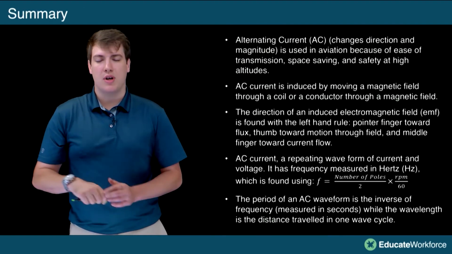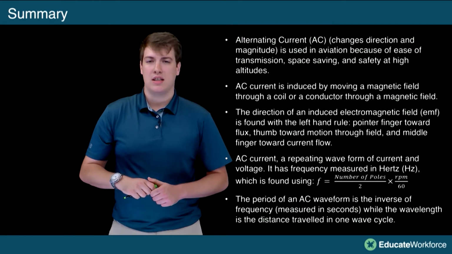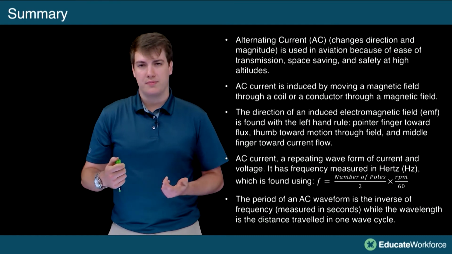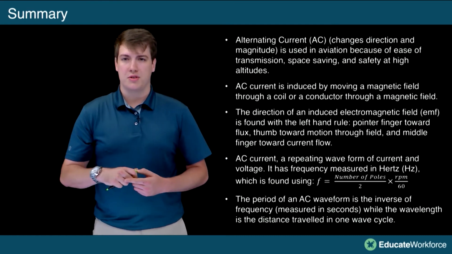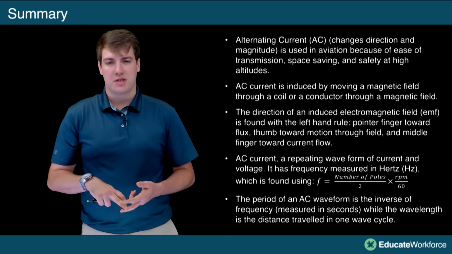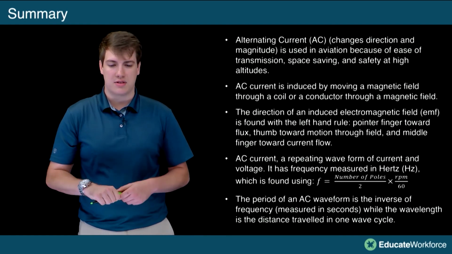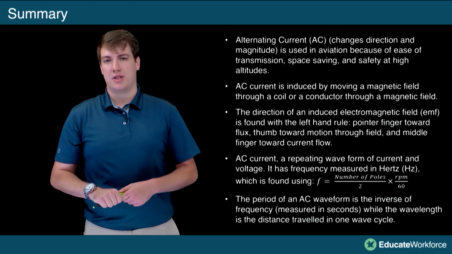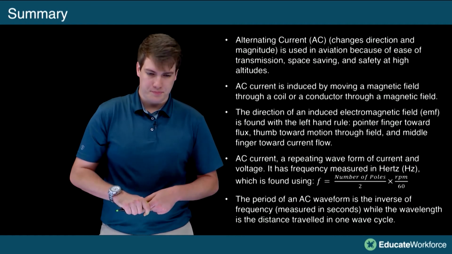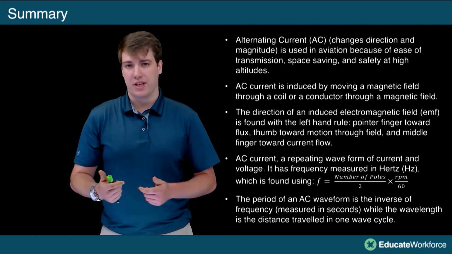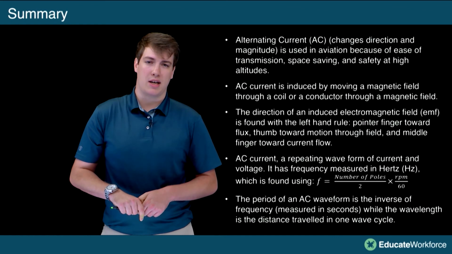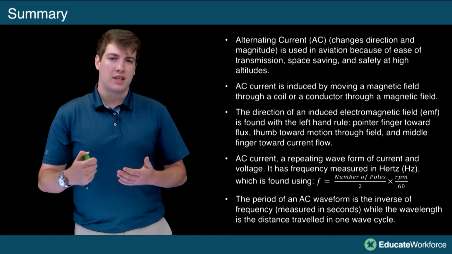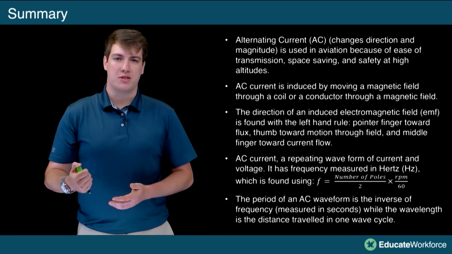So in summary today, we've talked about AC. We talked about how it's always changing direction and magnitude, but it is good for aircraft. You'll see it's great for transmission, saving space, and safer at high altitudes. We talked about how we create AC with generators, inducing current through a magnetic field. We talked about the left-hand rule for generators as opposed to the left-hand rule for EMF. This is very important when you're talking about generators. We talked about how to get frequency out of a generator given number of poles and rotations per minute.